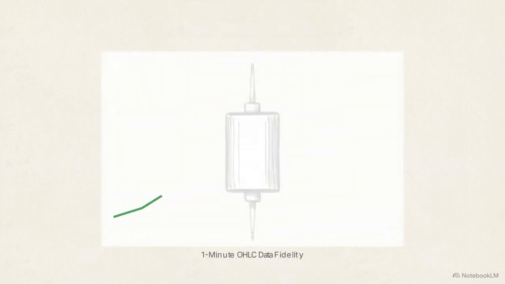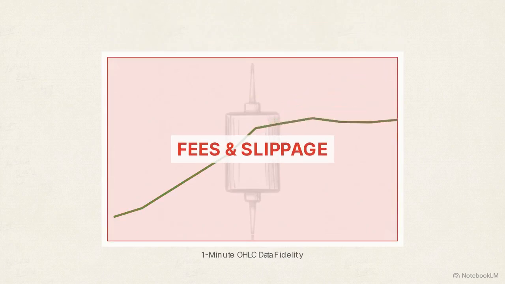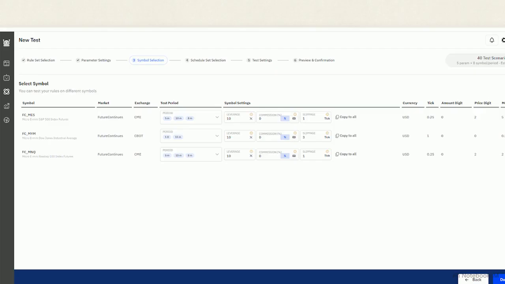Here, you choose which specific markets and timeframes to apply to your current test batch. Ignoring real-world trading costs is a common mistake. Testing without factoring in fees creates an illusion of profitability that falls apart in live markets. In this panel, you solve for that friction. You manually assign the exact leverage, commission percentage, and slippage per tick for every selected asset.